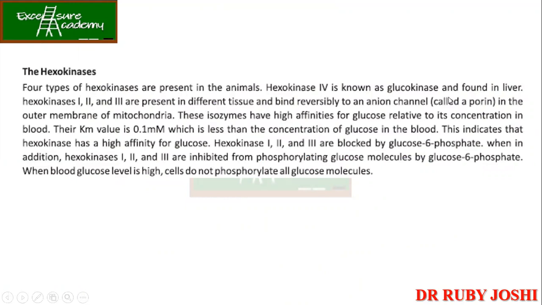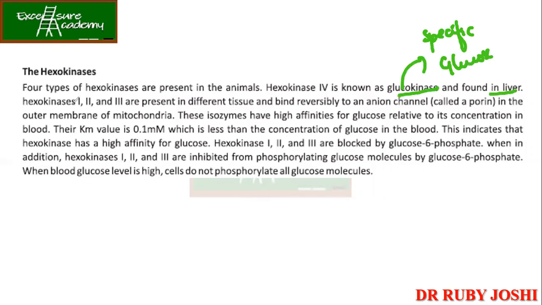Okay, now let's talk about these enzymes in detail. Whatever we have seen in the figure so far, we are now studying in more detail. So the hexokinases. There are 4 types of hexokinases present in animals. Hexokinase 4 is also known as glucokinase. So it means it is going to be specific only for glucose. It is found in the liver.